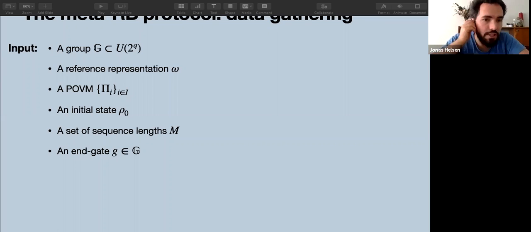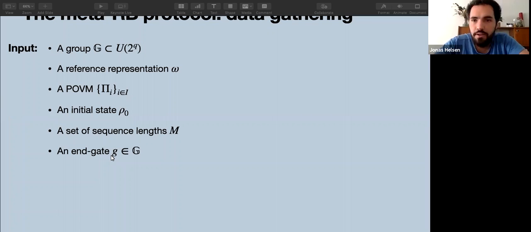And then you have to specify a few other things. Another thing you specify is some POVM, the thing that you're going to measure in the end, and you specify some initial state, or in any case, some ideal versions of these. And then you also specify a set of sequence lengths, which doesn't really matter right now. It's a bunch of integers. These are usually the same for everyone. And then critically, you also specify an end gate. And in almost all procedures, this is going to be the identity, but sometimes it's not.